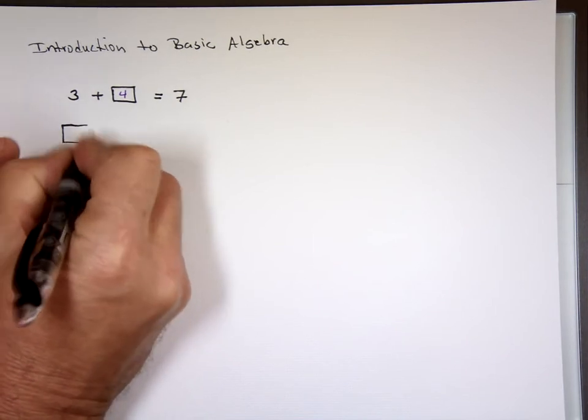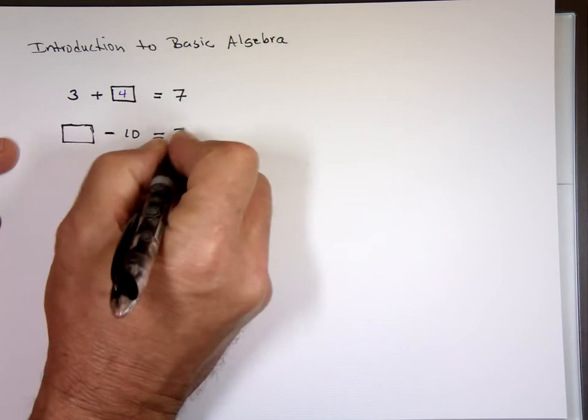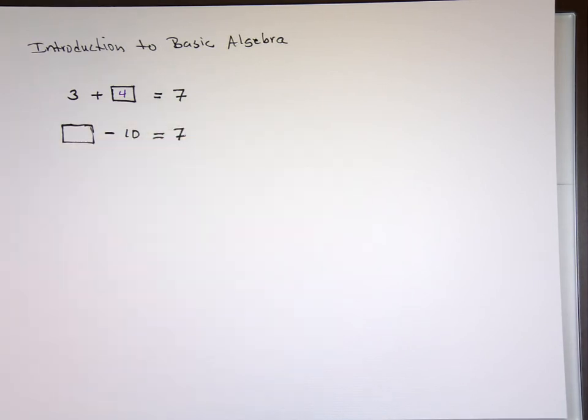Something minus 10 is equal to 7. What's that something? 17.